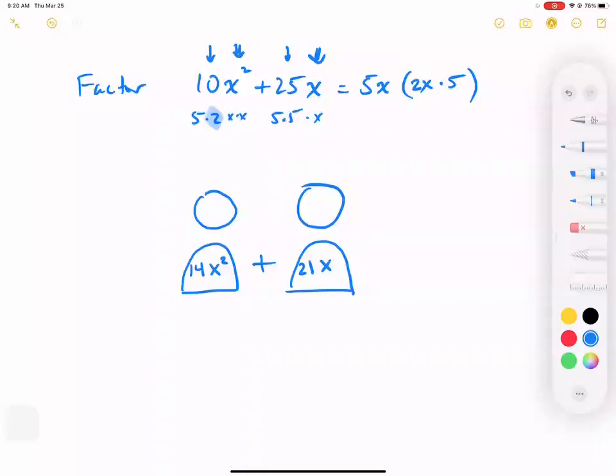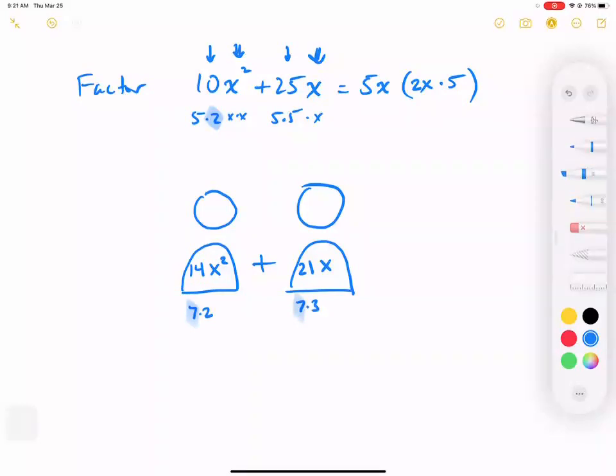Well, 14 and 21 obviously aren't the same number, right? 14 and 21, they're not the same number. 7, thank you. But there is a 7 here. They do share a 7. Right? So they actually do share a 7. Okay, I'm going to take the 7. What else do they share?